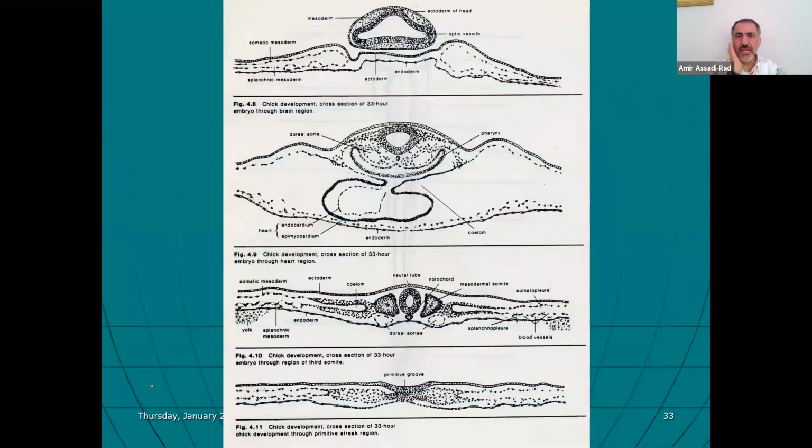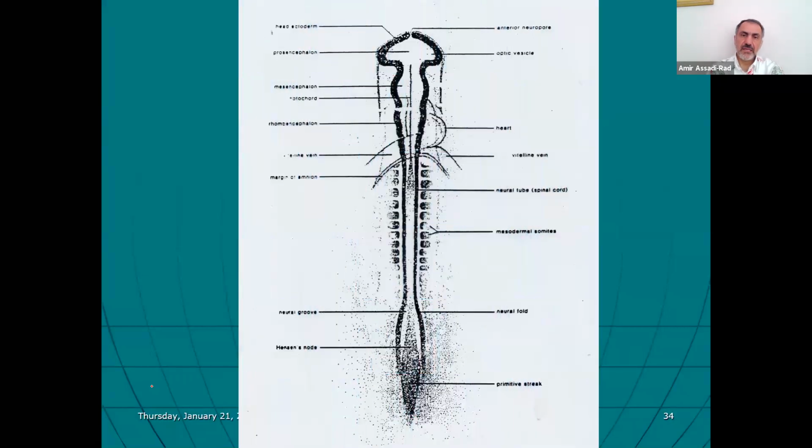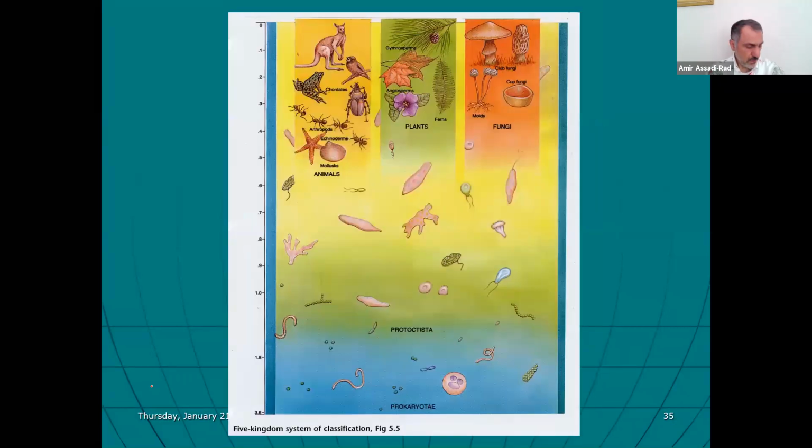This is the 33 hours chick embryo we have, and I put it in here because over the years it got lost. That's what I would like you to know. Here it is. Okay, so I'm going to stop here. This would be the beginning of the material for the next exam.